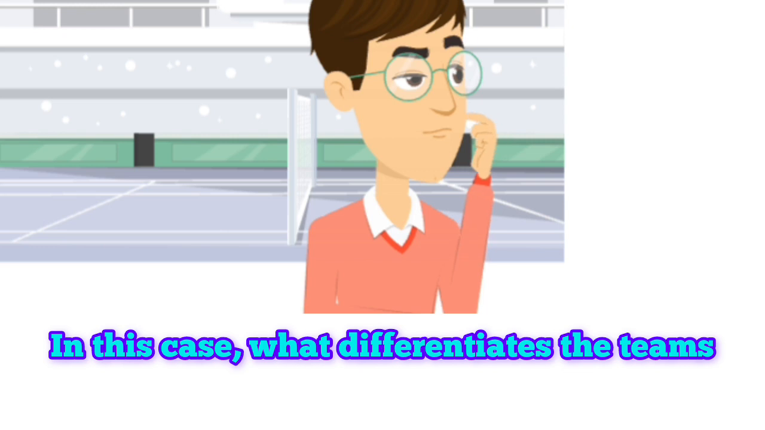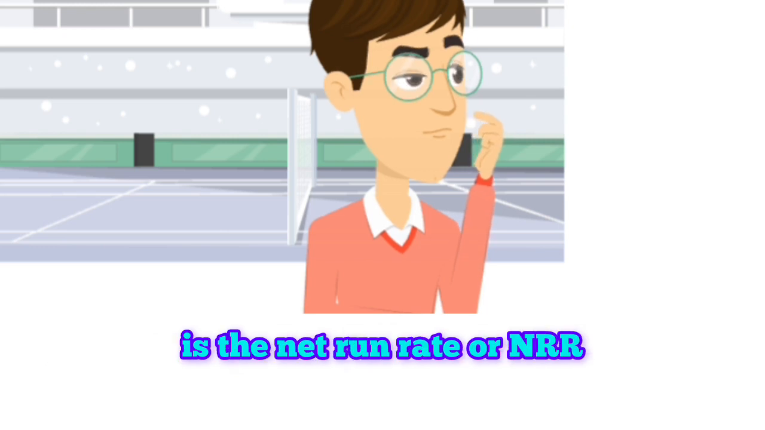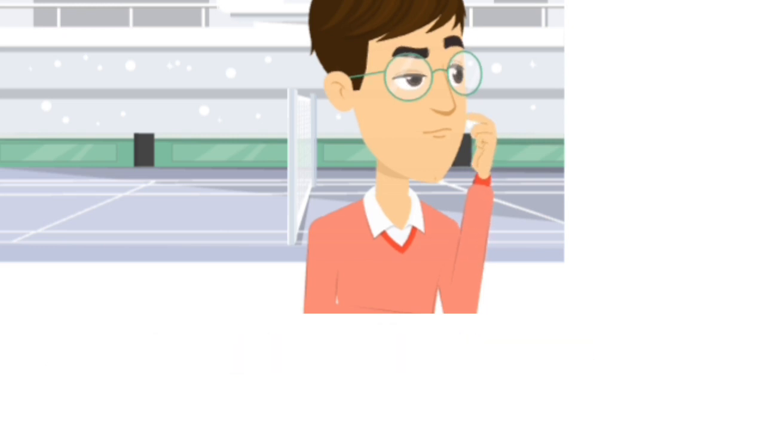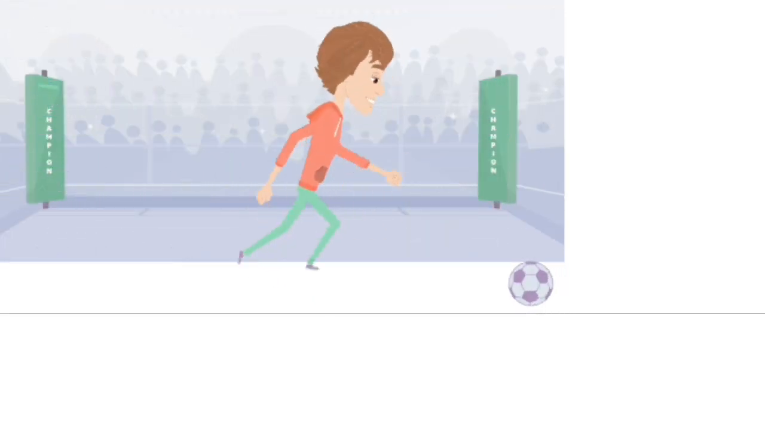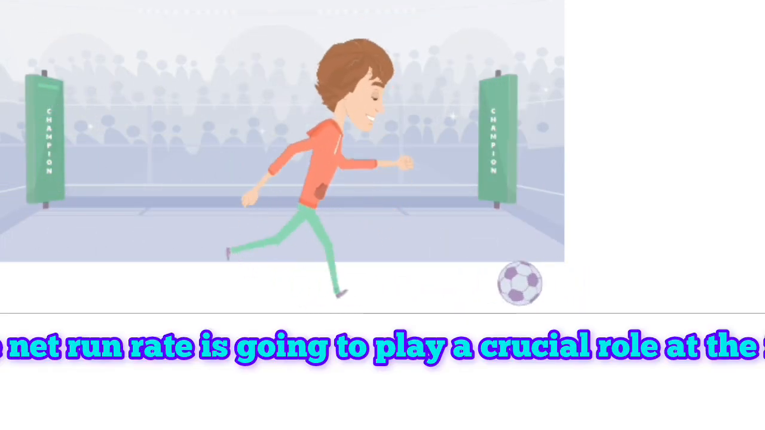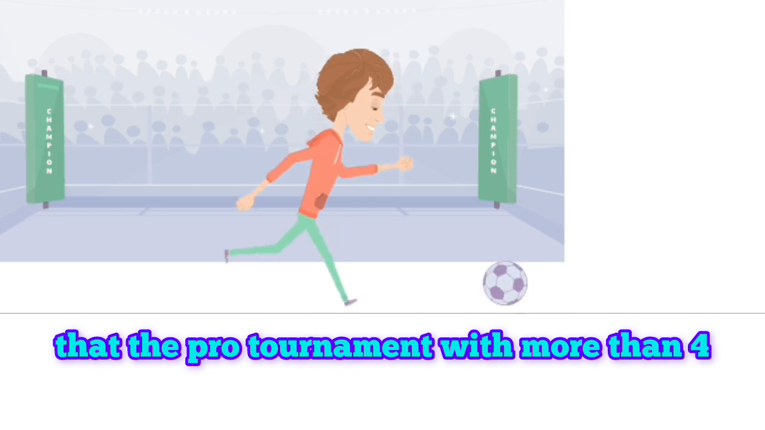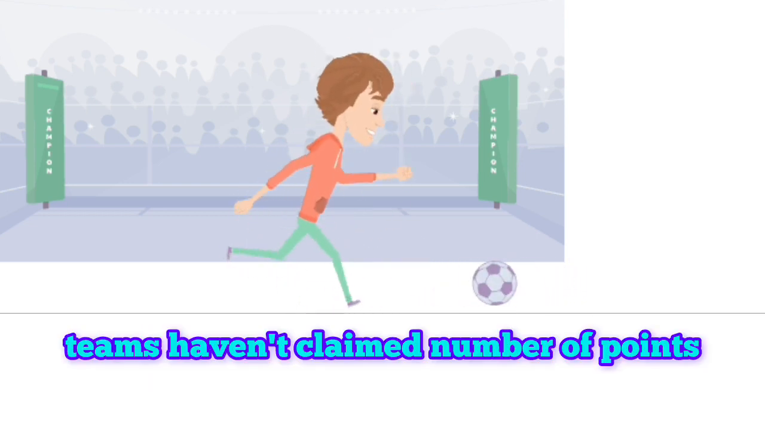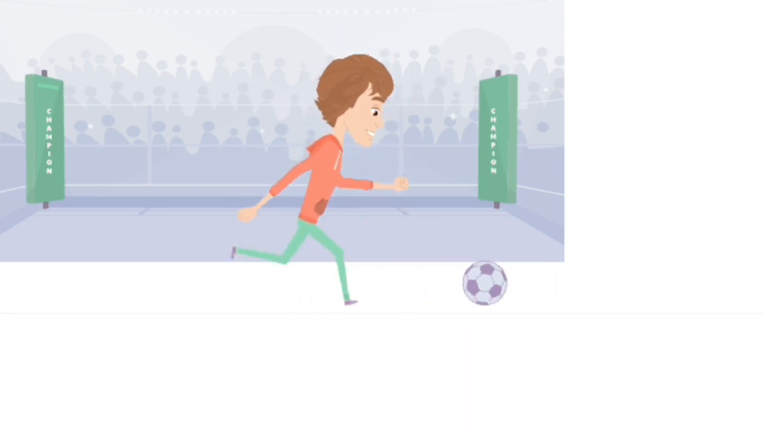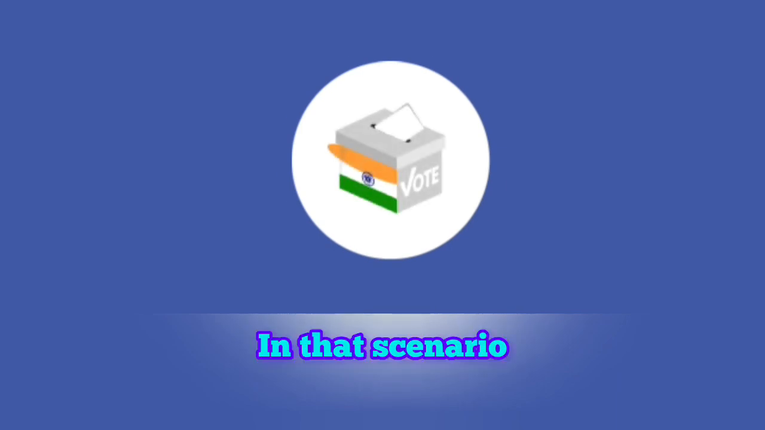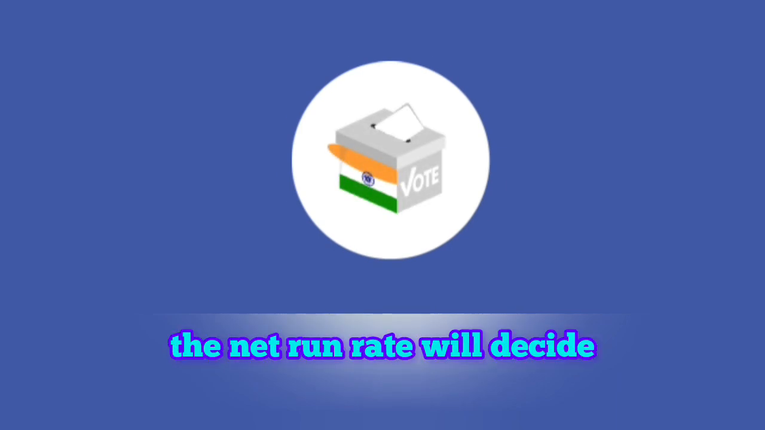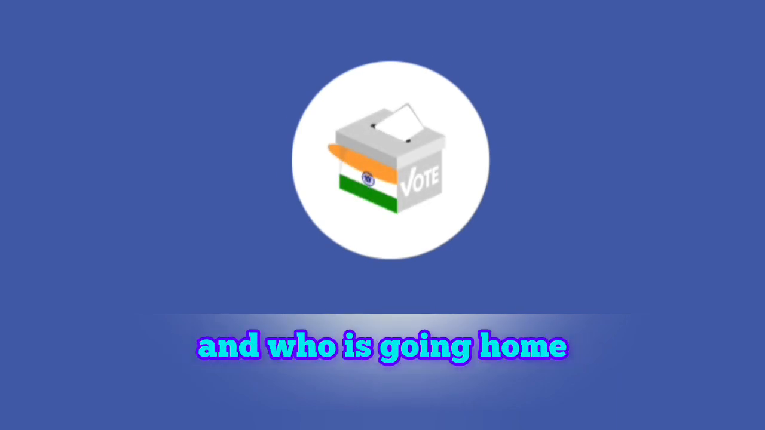In this case, what differentiates the teams is the net run rate, or NRR. The net run rate is going to play a crucial role at the back end of the tournament, with more than 4 teams having the same number of points. In that scenario, the net run rate will decide who is playing the semis and who is going home.